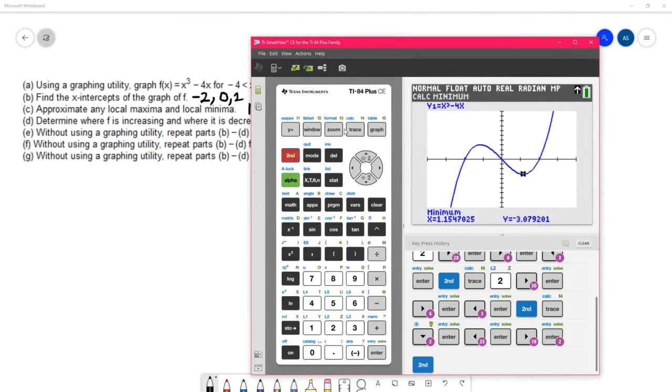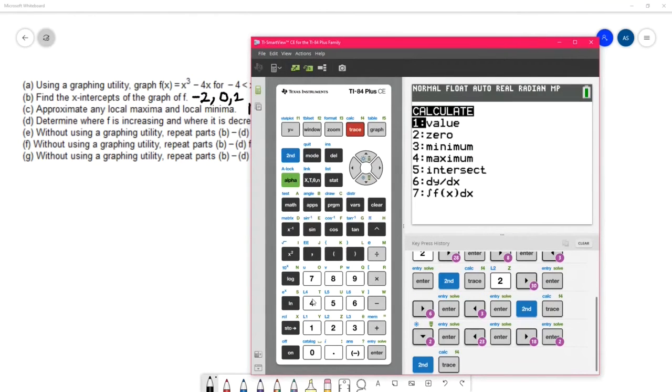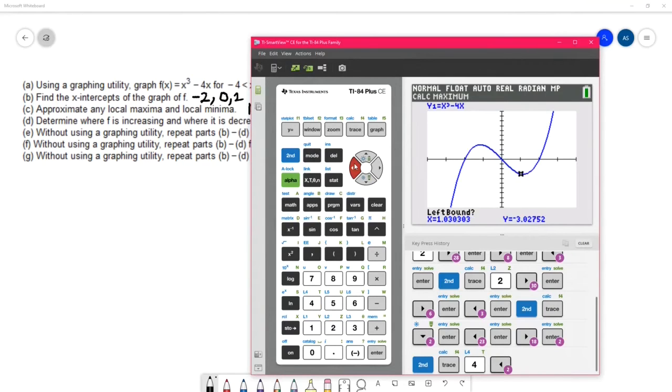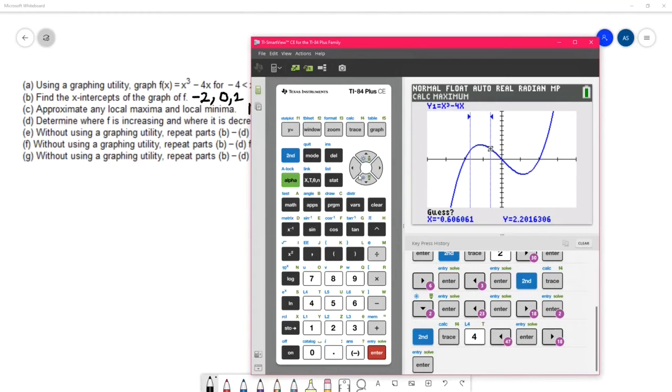So for the local maximum, I'll go into that calc menu, select number 4. We need to move over to that maximum value, the local maximum value, which is over here. We'll go to the left of it, hit enter. We'll go to the right of it and hit enter. And guess. And we get that maximum value at negative 1.15 with a y value of 3.08.